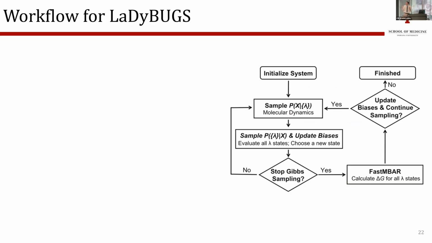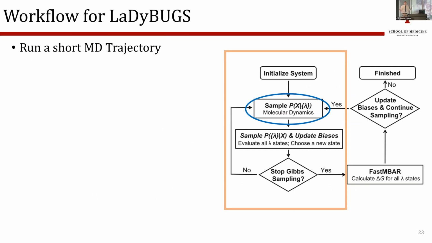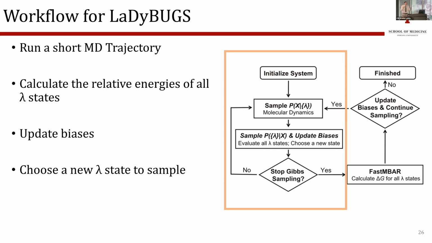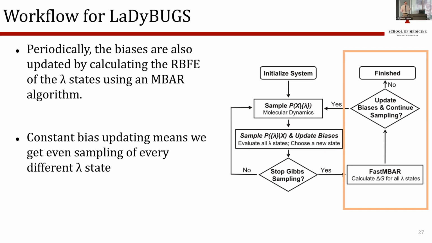So just to give you guys a workflow for how this process works, we start by running a short molecular dynamics trajectory. We then use the updated positions of our simulation to recalculate the energies of all the different lambda states that we're looking at. We then use a bias to constantly push us from looking at one lambda state into a different lambda state. And we can update that to sort of discourage us from visiting states that have been previously visited. And then using that information, we do what's called Gibbs sampling and choose a new lambda state that we want to sample. So we're going to loop around this process a lot, but sometimes we take a break from that. We use the MBAR algorithm to actually calculate what the differences in free energies are between each of our lambda states, and use that information to update our biases some more.